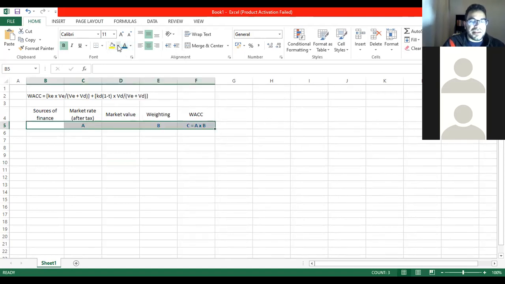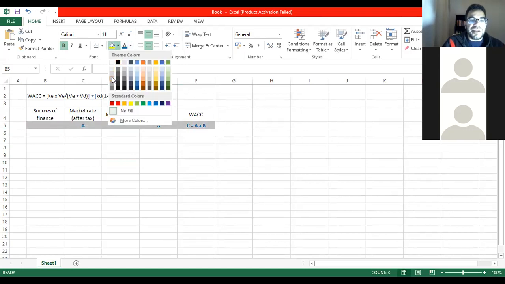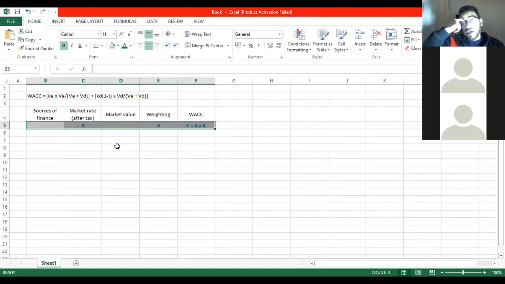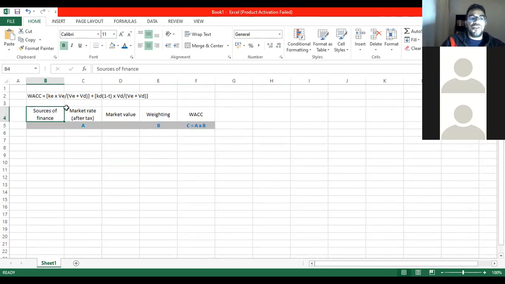So the first thing you do, when you say, dear student, please calculate WACC, write down the formula. The second thing you do is set up this table. The third thing you do is to identify your sources of finance.